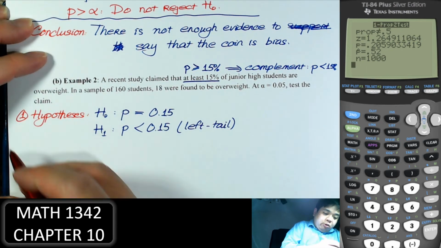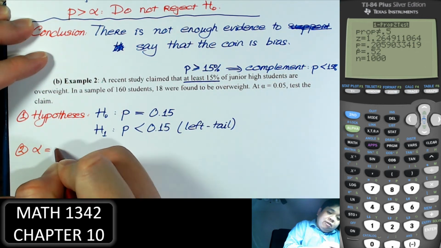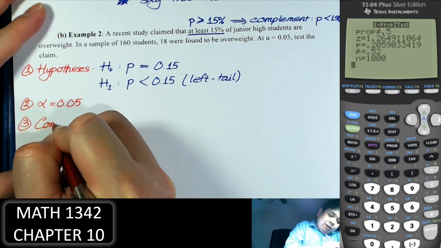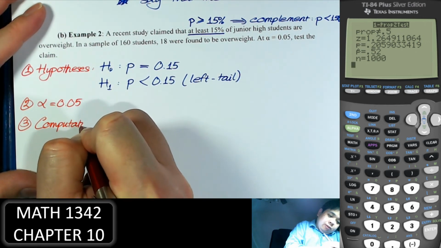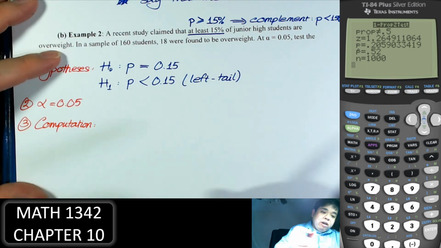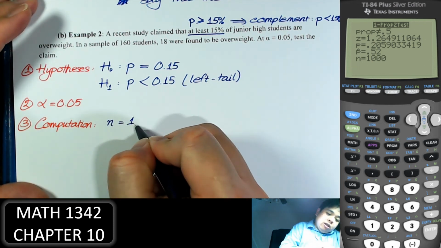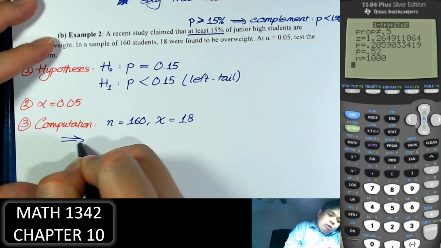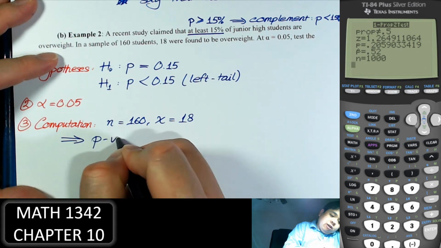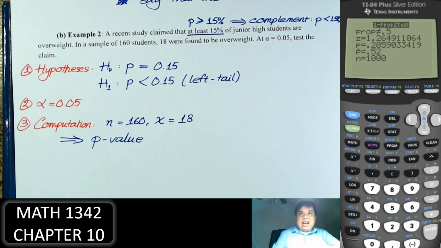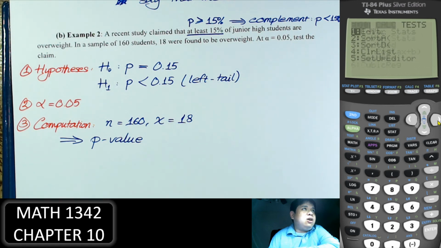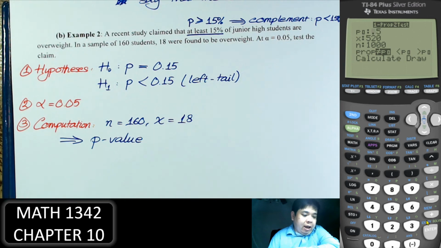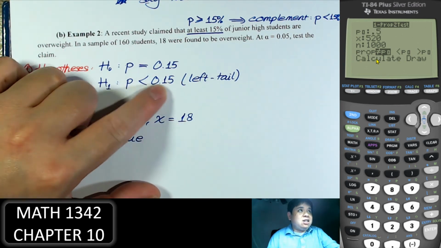Right. Next, alpha 0.05. Keep that in the back pocket. Now the computation. What we have from the sample, n is equal to 160 and x is equal to 18, and with that we compute the p-value using the calculator. Right, stat, go to test, 1 proportion z test.